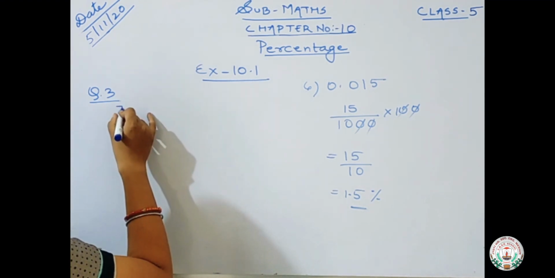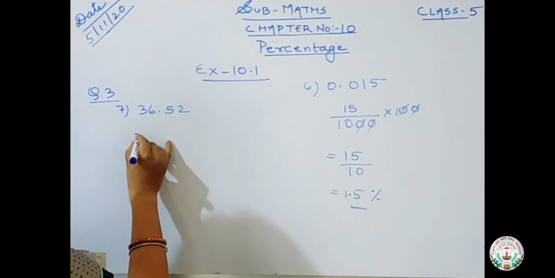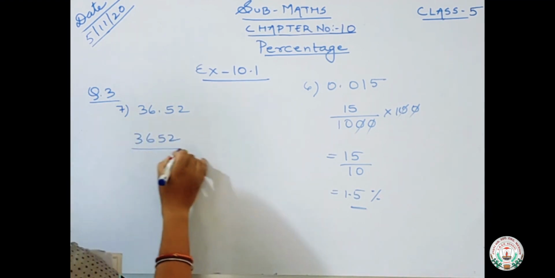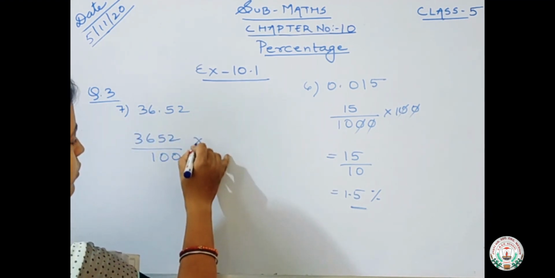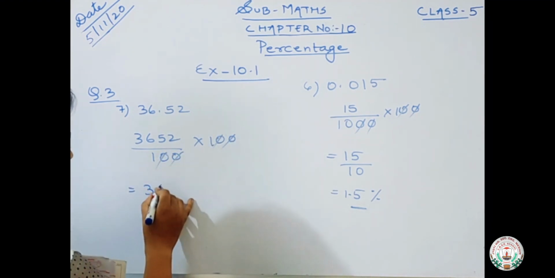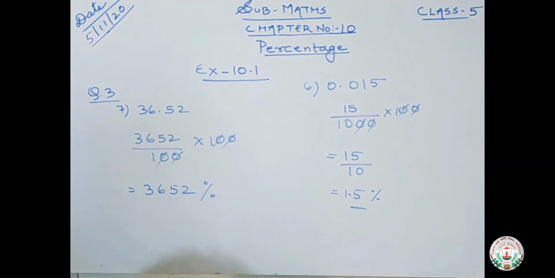Next is question number 7, 36.52. We will remove the decimal first. After decimal, 2 numbers are here, so we will place 100 here, 2 zeros, and here multiplied with 100. What is left out? 3652%. Okay.